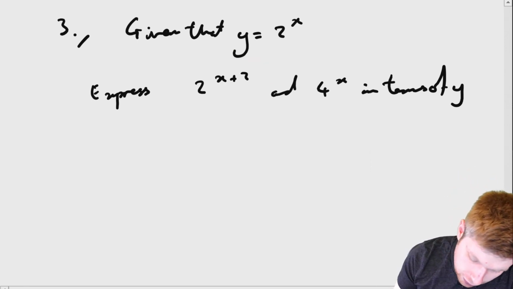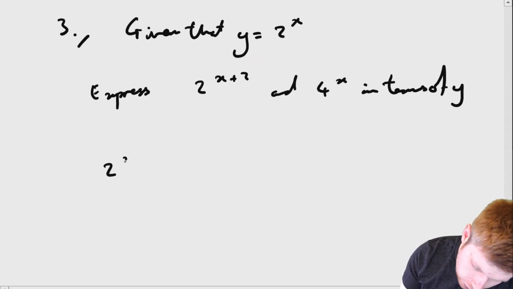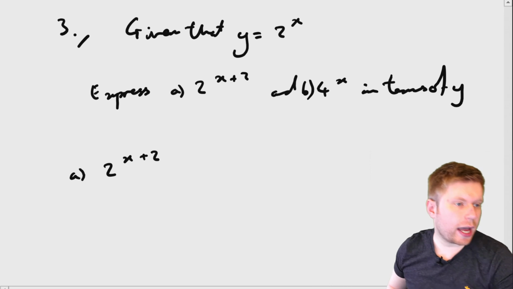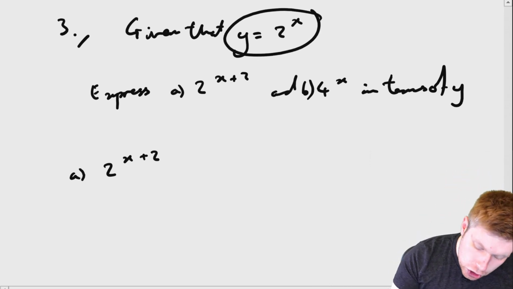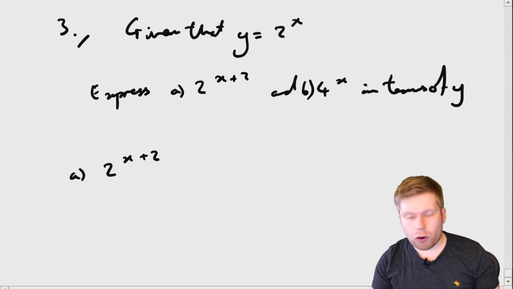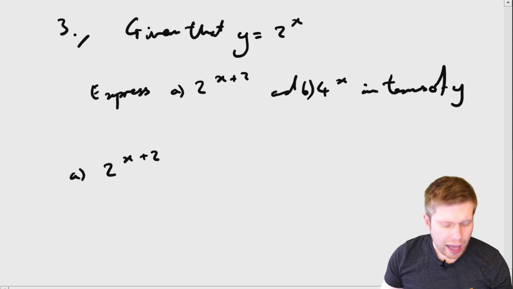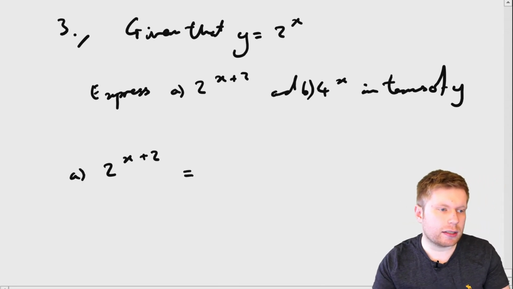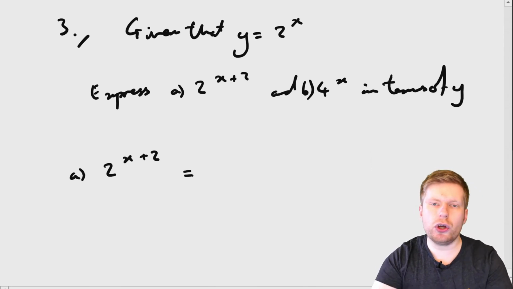So let's treat them both separately first of all. Let's focus on first of all the 2 to the power of x plus 2. So let's call this a and b. So 2 to the power of x plus 2. Okay, I need to make that look as much as possible like 2 to the power of x. Okay, well, have a look. I know a law of indices, but I can use it in reverse to deal with this. So 2 to the power of x plus 2.